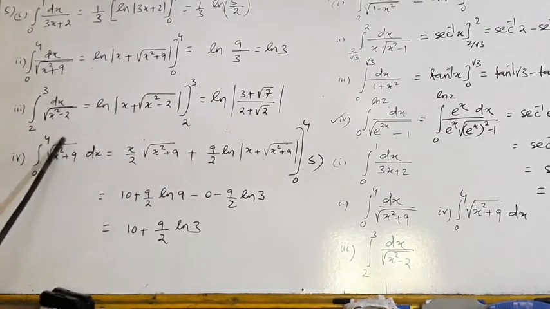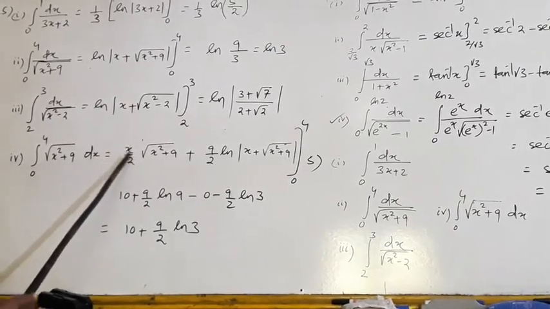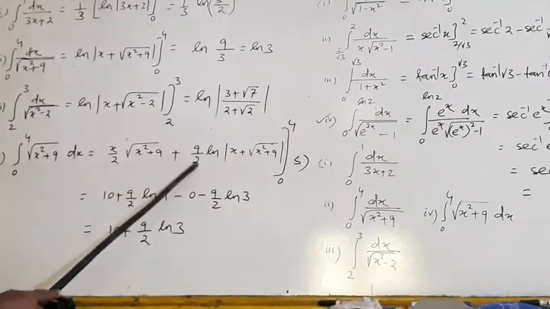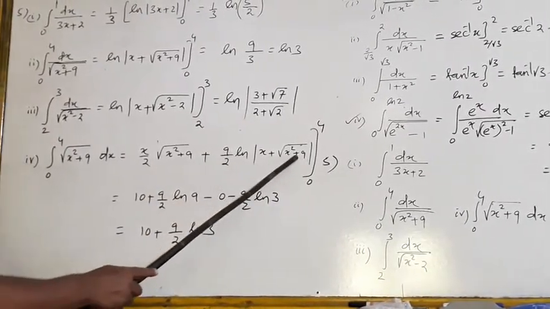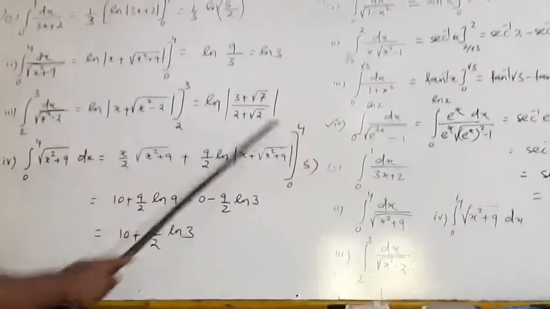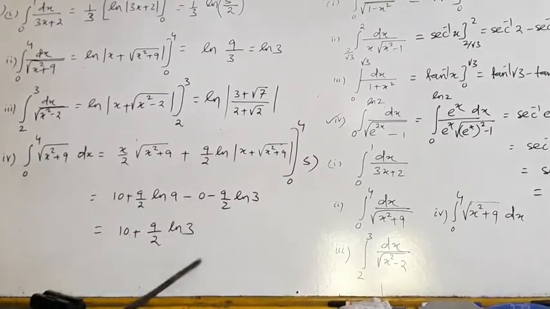Root over x square plus a square dx, the integration is x by 2 into root over x square plus a square, plus a square by 2 ln of x plus root over x square plus a square, from 0 to 4. And here put the upper limit right here, then the lower limit here. The result is this. Okay.